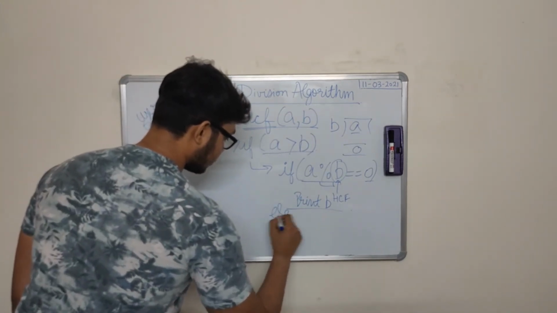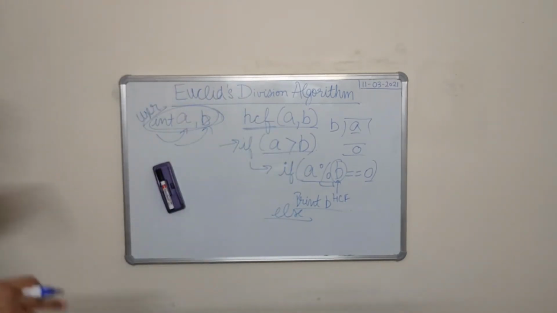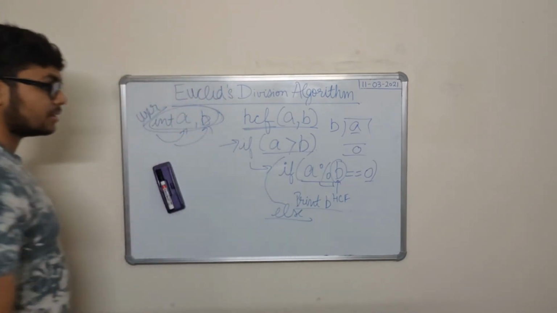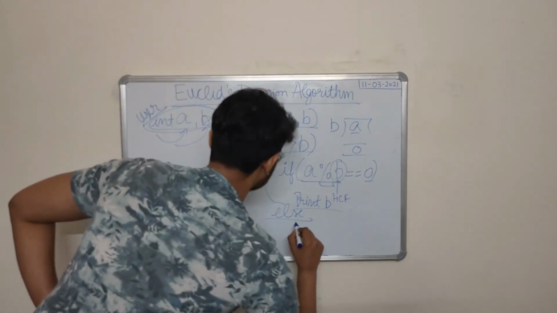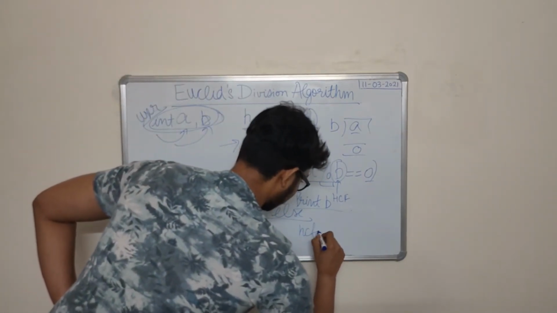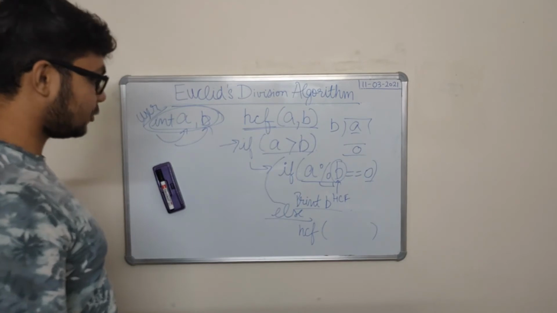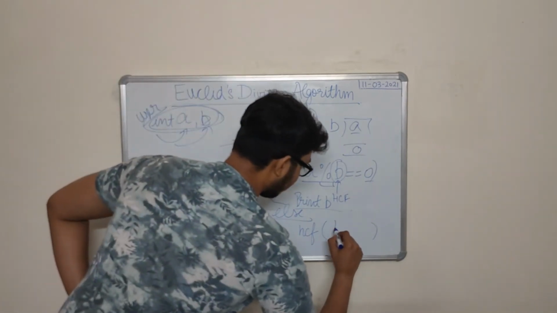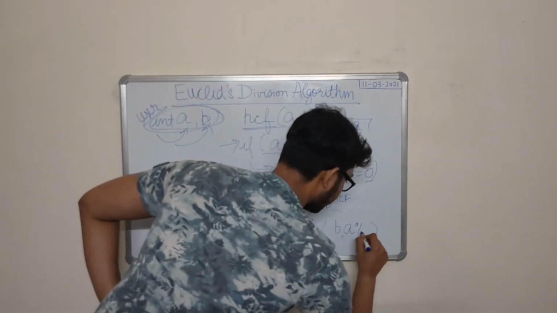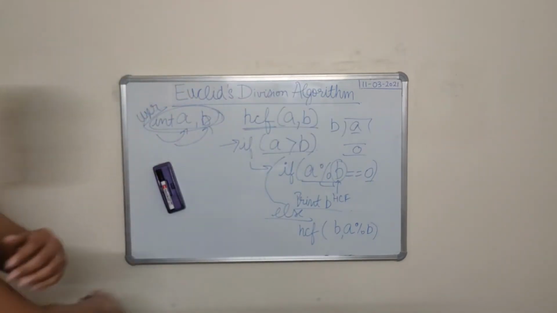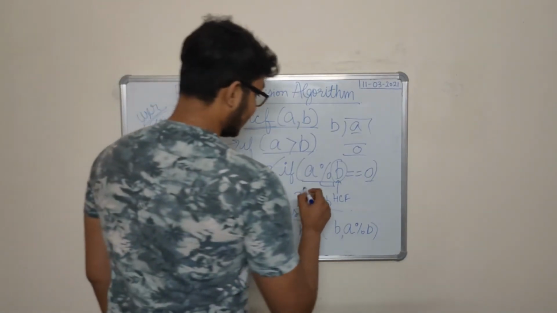Else, oh sorry, I misspelled else. So if all this is not true, then what should happen? In that case, what I want is to do recursion over here, a recursion of B and A modulo B.